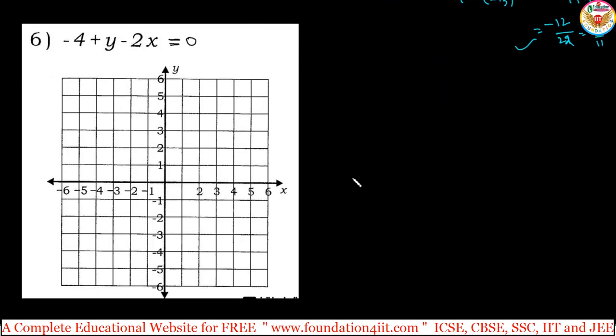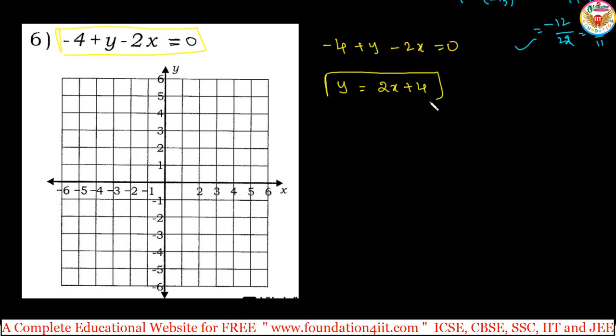Next, one more important thing in coordinate geometry is graphing. This is important. If any linear equation is given, we should frame at least 3 coordinate points. The given question is minus 4 plus y minus 2x is equal to 0. Keep the y term on the LHS and take the remaining terms to the other side: y equals 2x plus 4.